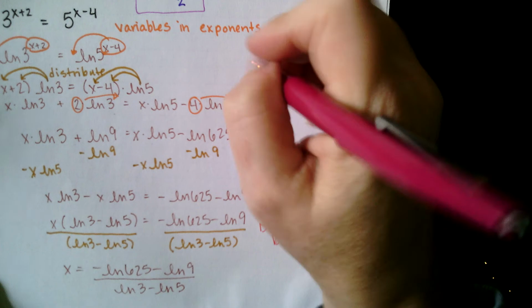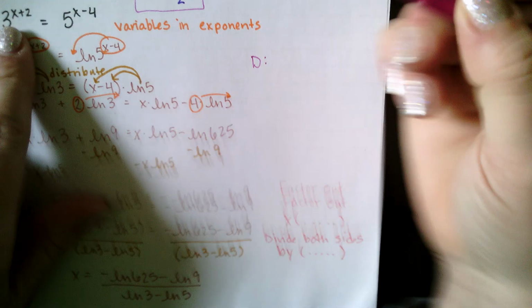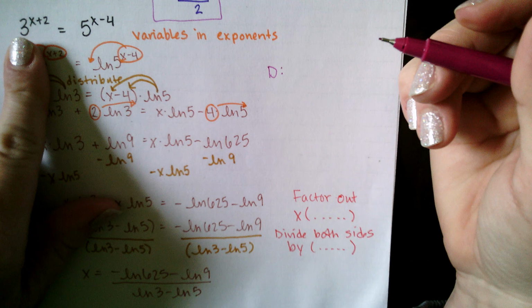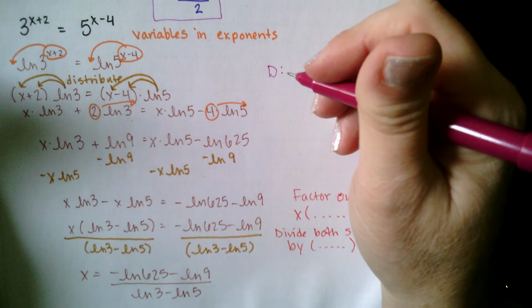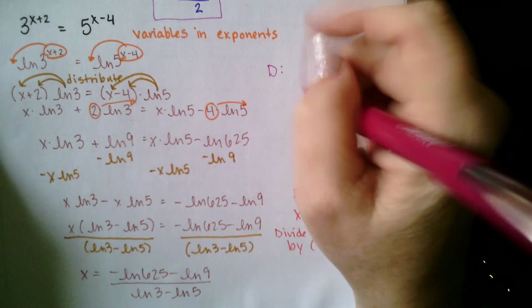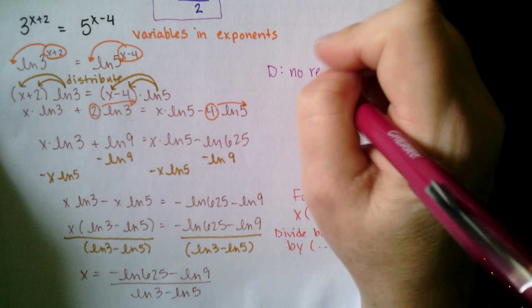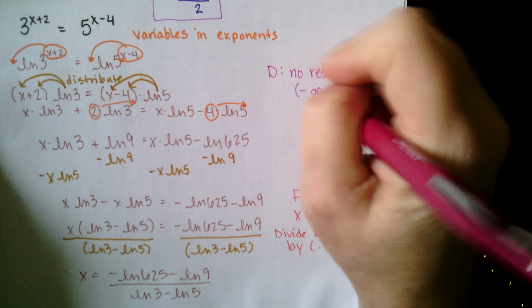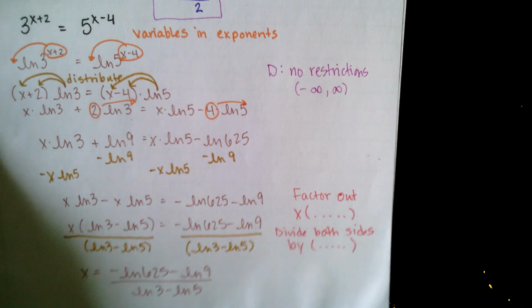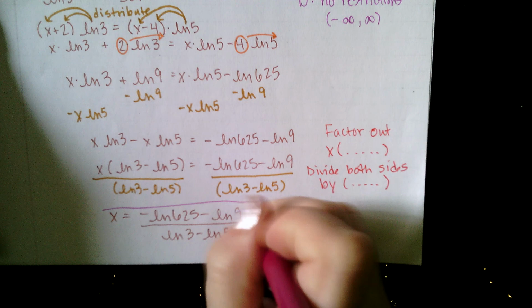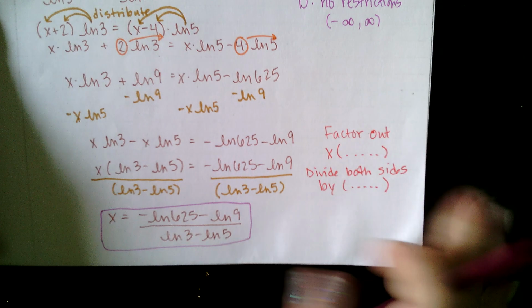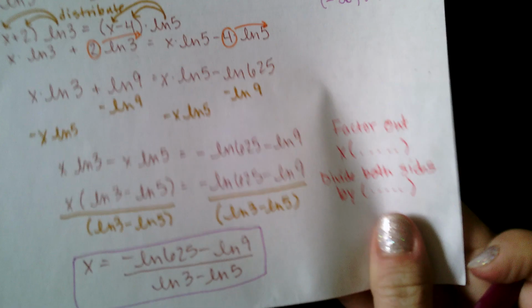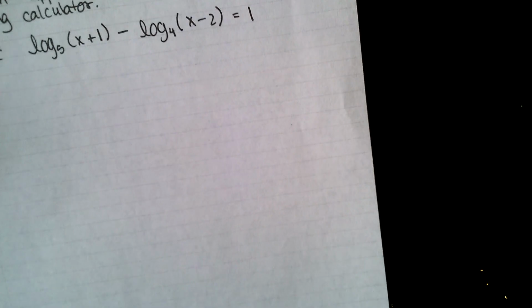Let's think about domain. In our original problem, we did not have any logarithms with variables. We did not have any radicals with variables. We did not have any denominators with variables. So there are no restrictions on our domain, making our domain negative infinity to infinity. So this answer is perfectly good, unless they want a decimal approximation, and then you'll need to use your calculator.